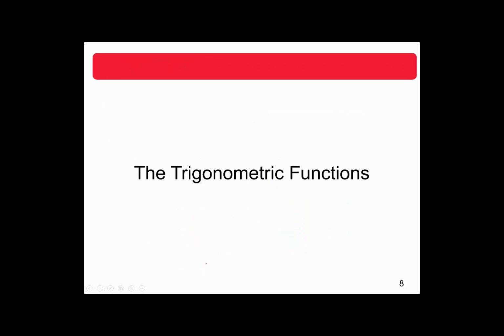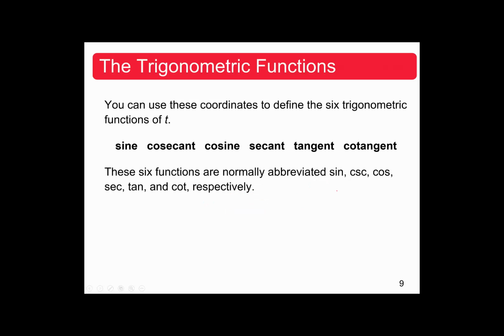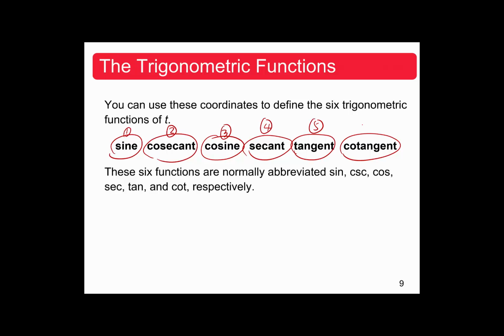Now let's take a look at the trigonometric functions. We have 6 of them. Typically you call them sine, cosine, tangent, cotangent, secant, and cosecant. Sine is the first one, cosecant the second, cosine the third, secant the fourth, tangent the fifth, and cotangent the sixth.